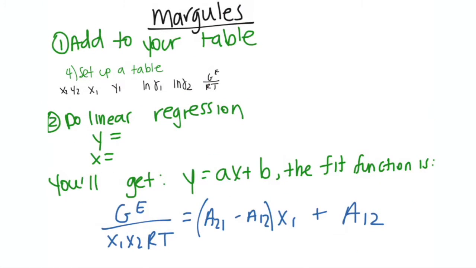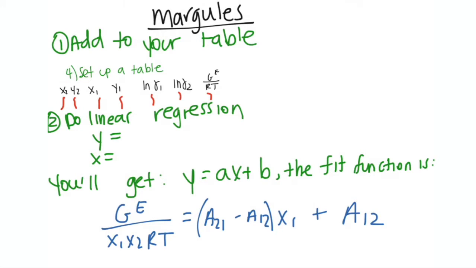So the first one is, let's say, Margules. So after you've done those 4 steps, you're going to be like, okay, now I've got to do something specific because I'm dealing with Margules. So the first step you're going to do is you're going to add to your table. So we filled up this table. Let's pretend this is all filled. Here we go. It's all filled, okay? We've already gotten all this information.